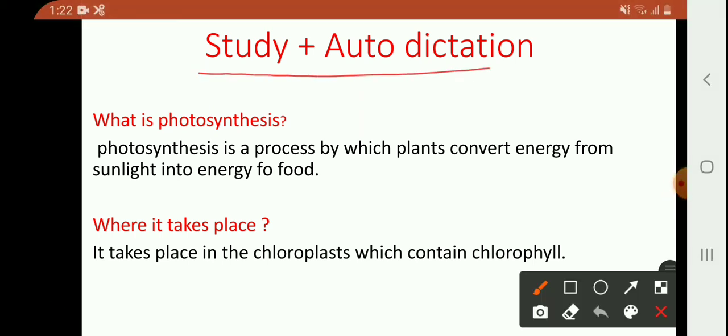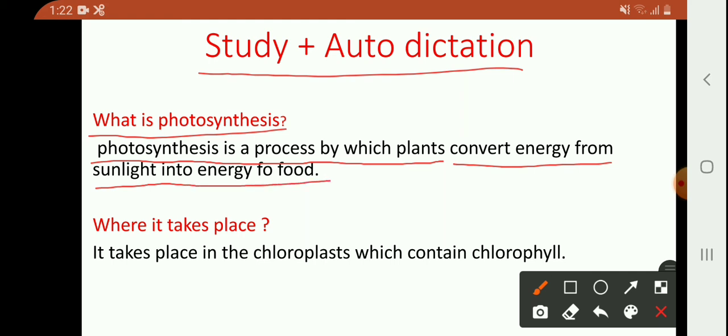Now study plus auto dictation. What is photosynthesis? Photosynthesis is a process by which plants convert energy from sunlight into energy for food. Photosynthesis هي عملية البلانت بتحول فيها الانرجي الطاقة من الشمس لانرجي for food لطاقة للفود.